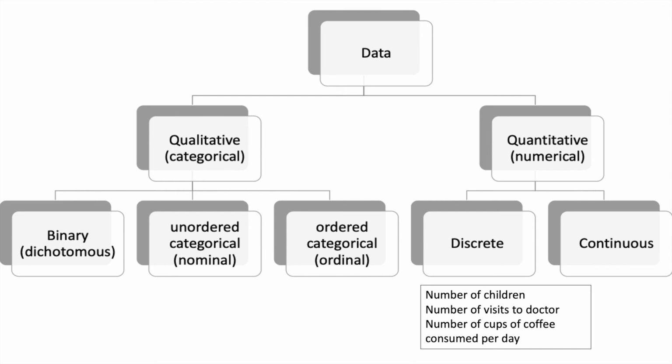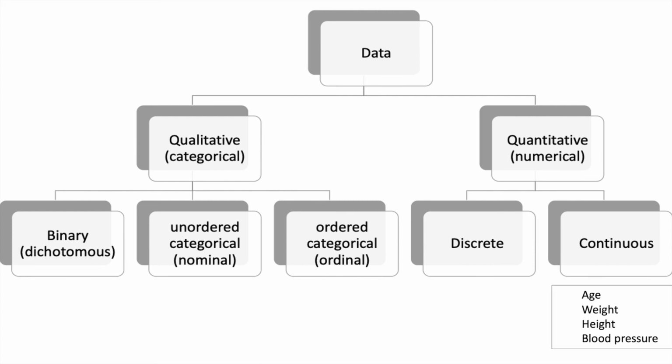The other one, the continuous quantitative numerical data, for example, age: 1 day, 2 days, 1.5 days, or in months, or in years, 1.5 years, 3 years, and so on, right? The same for weight, height, and blood pressure, for example.